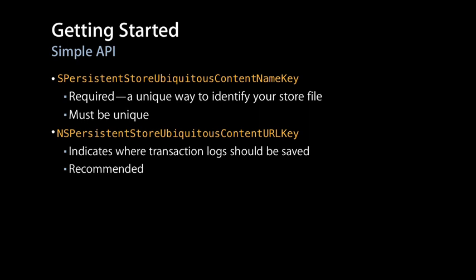Now, the name key is a required attribute. And basically, this is just a way for you to uniquely identify your store file. And the emphasis here is unique. If you have several store files in your application and they all want to use iCloud, you need to make sure they all have different name keys. Now, the URL key basically just indicates where you would like these transaction logs to be saved in your Ubiquity container. This is not a required key, but we do recommend setting it. So, for example, pick a directory in your Ubiquity container that you'd like to use and supply this location as the URL key.